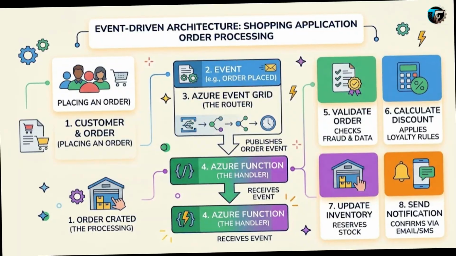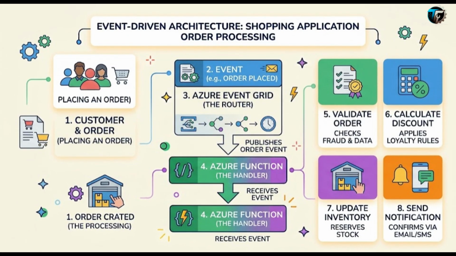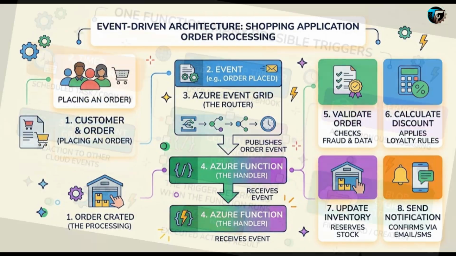Let's use our shopping app. A customer places an order. Instead of making the main application directly call 5 different services, we can use an event-driven architecture. The event is published. Functions can independently perform the required processing.